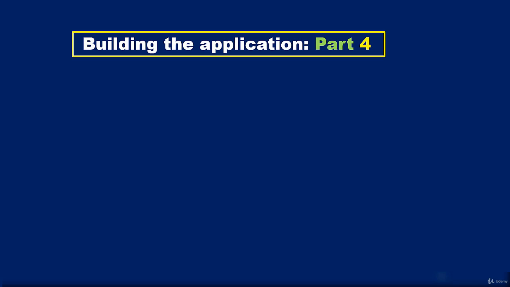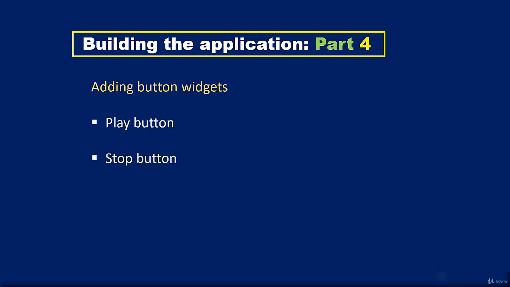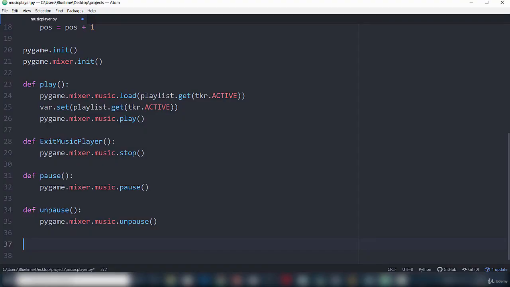In this part of the video, we are going to be adding some button widgets. These are buttons that are going to be responsible for the play button, the stop button, the pause button, and the unpause button. So let's start creating the buttons. We're going to start off by creating variables for the buttons.